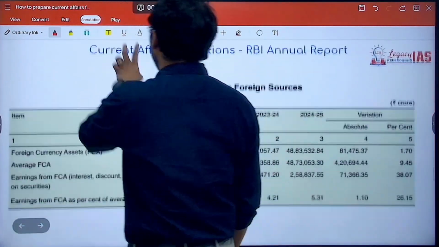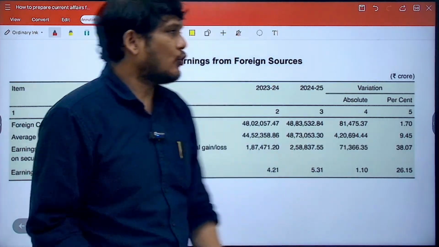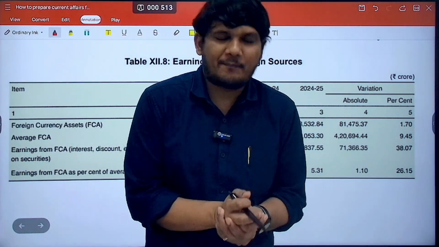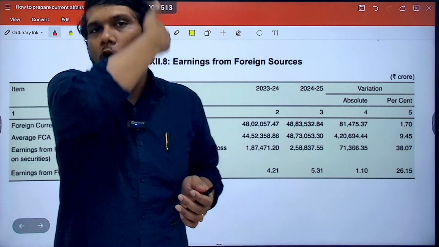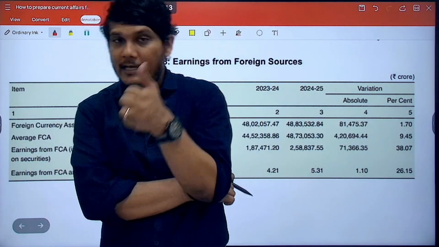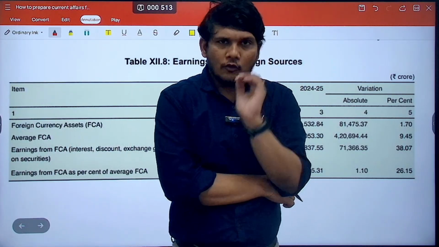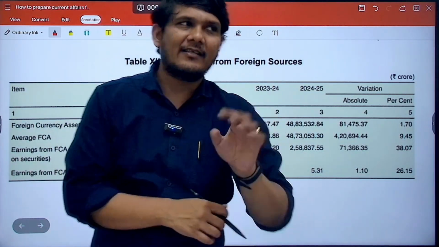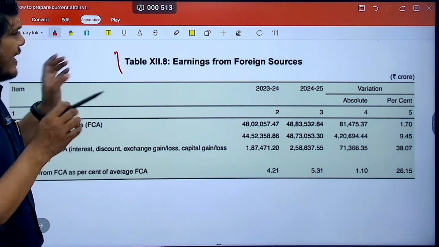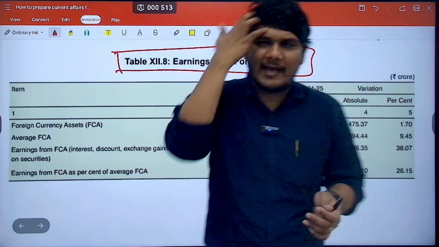But the idea you should get from here is how to study. At the same time, you should also go through any annual report, indices or report brought out by the government or government organizations, ministries or bodies. With respect to the economy, the most important are RBI, SEBI and NITI Aayog. RBI releases its annual report every year. This is an excerpt of the annual RBI report, in which RBI mentions its earnings from foreign sources, from where all RBI gets its earnings.